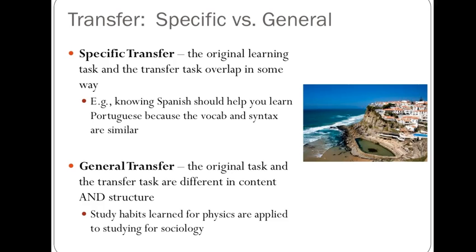General transfer is where the original task that students are taught in and the transfer task are actually fairly different. So one good, maybe relevant example for you guys would be that the study habits you learn for psychology and for really understanding psychological concepts might not be that helpful when you need to apply yourself or study for something like statistics, right? Or even research methods. You might find that you're a very successful student in your psychology classes, but when you have to learn research methods and statistical techniques, it's actually pretty difficult for you. And that's because it really takes a different approach to studying and learning.